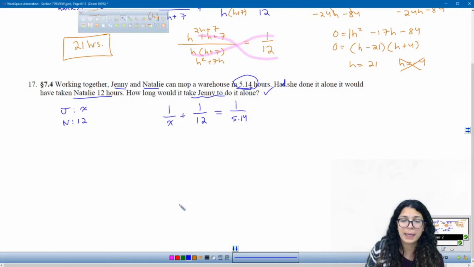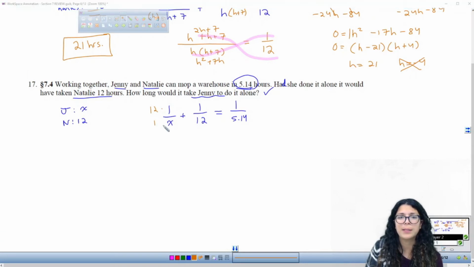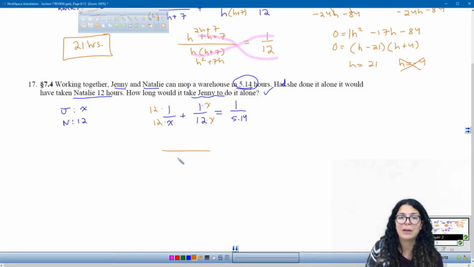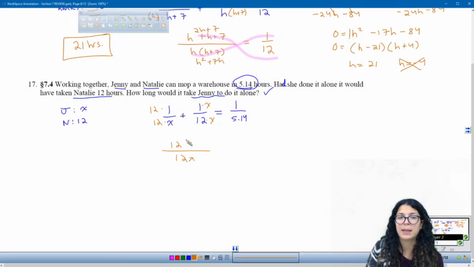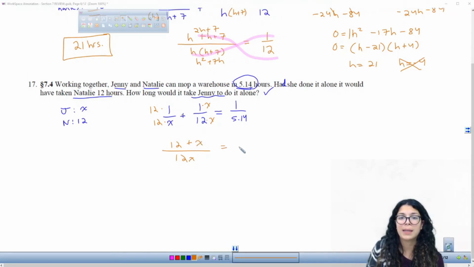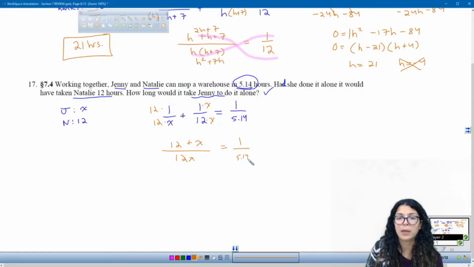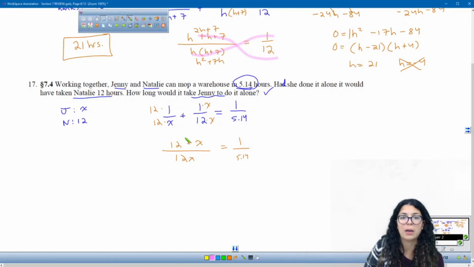So let's go ahead and get these denominators to be the same to group these two fractions. I'm going to multiply by 12 on this fraction, multiply by x on this fraction. That way the denominator of both is 12x. 12 times 1 is 12. 1 times x is x. So this is 12 plus x. On the right-hand side, I have 1 over 5.14. And now that I have a proportion, one fraction equal to one fraction, I could go ahead and cross multiply.